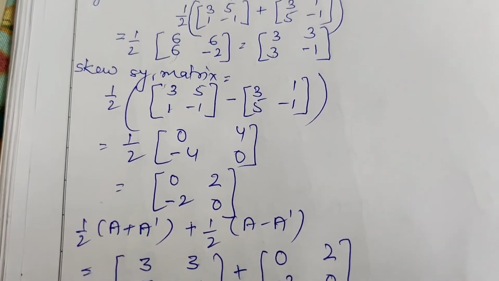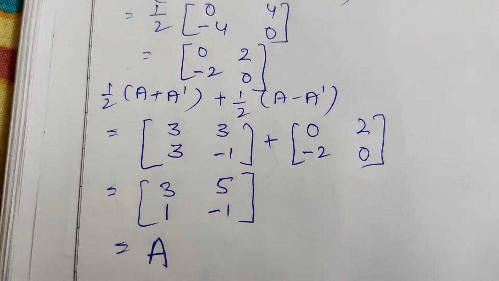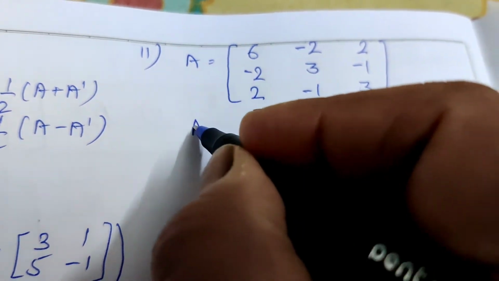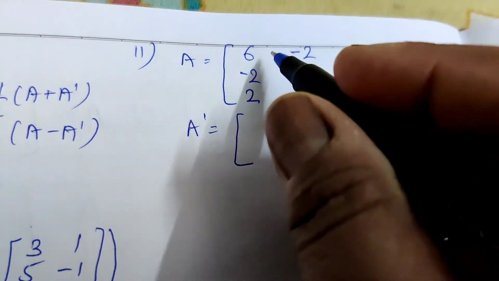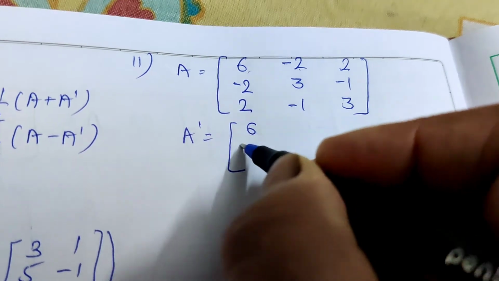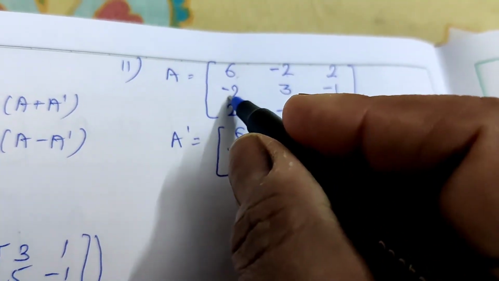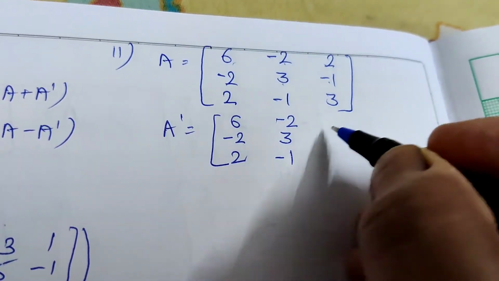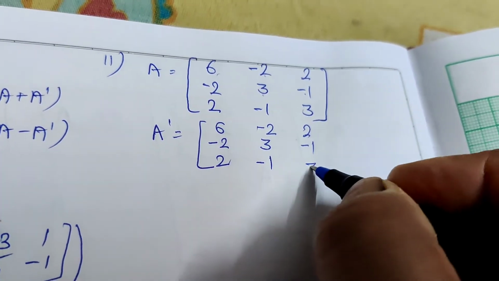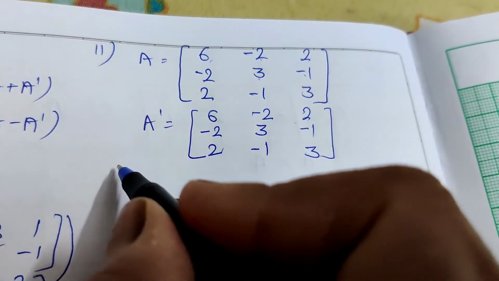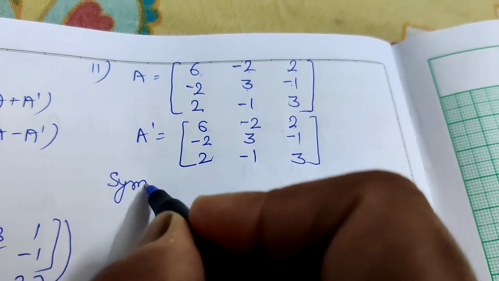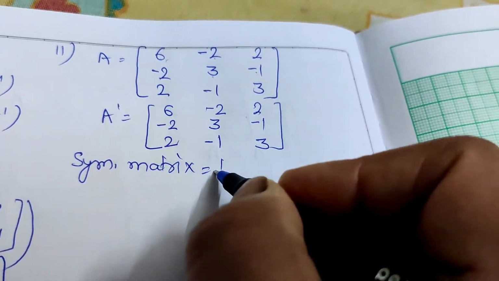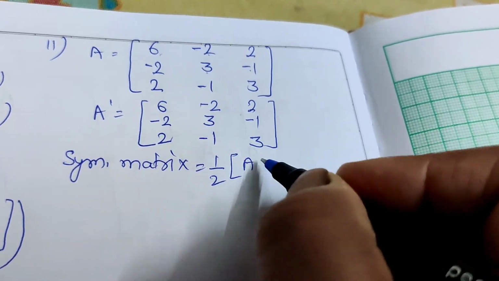Okay. Now the second one. The first matrix is this. Again find its transpose. 6 minus 2, 2. 6 minus 2, 2. Minus 2, 3 minus 1. And 2 minus 1, 3. Just interchange. Now for the symmetric matrix, symmetric matrix is equal to 1 by 2 A plus A dash.